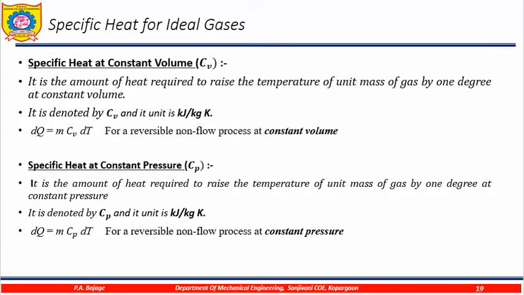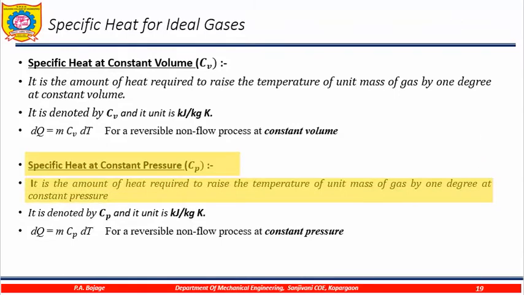Again, now let us discuss what is specific heat at constant pressure, that is Cp. Now, it is the amount of heat required to raise the temperature of unit mass of a gas by 1 degree Celsius at constant pressure. The important word here is the constant pressure. So, it is denoted by Cp, and the unit is kilojoules per kg Kelvin.